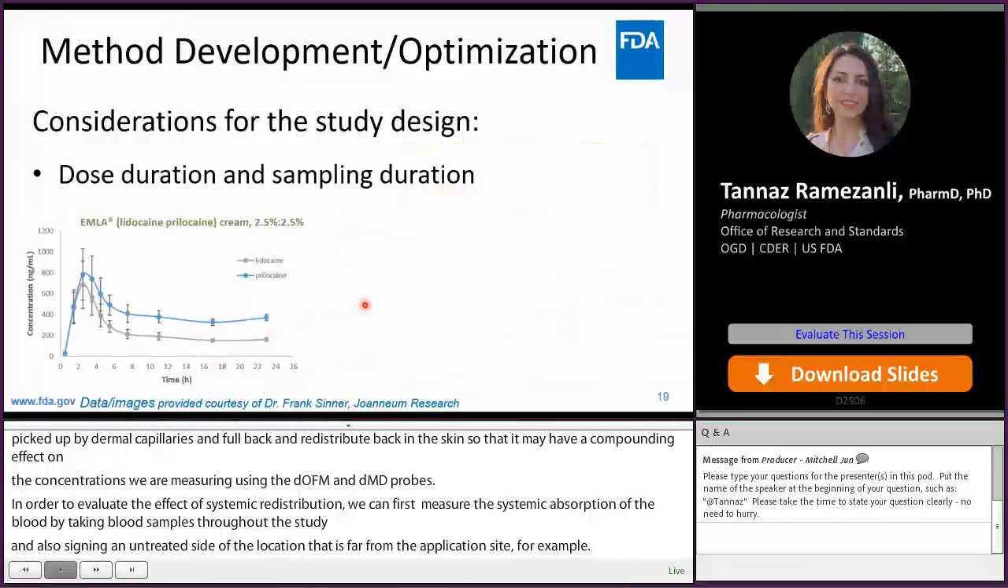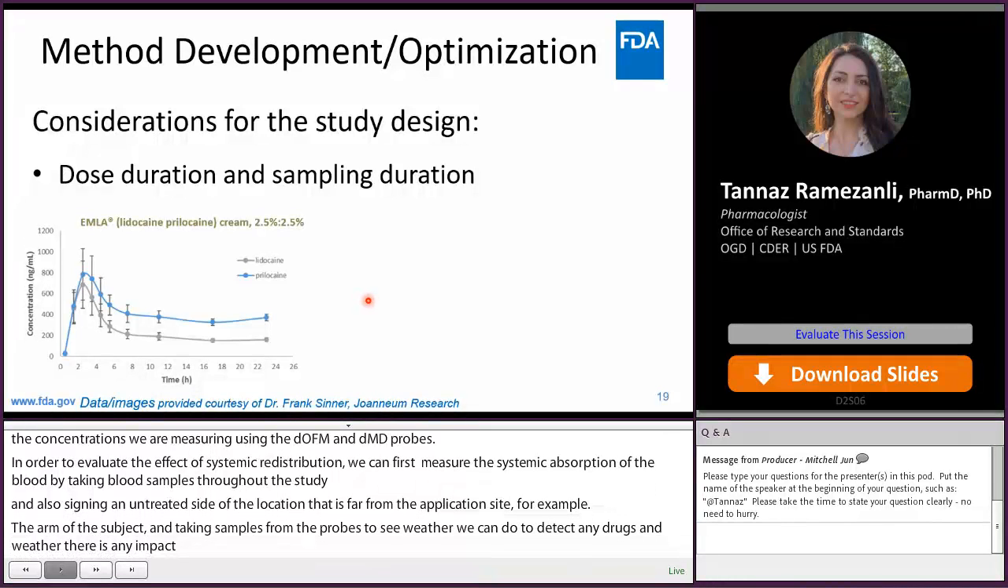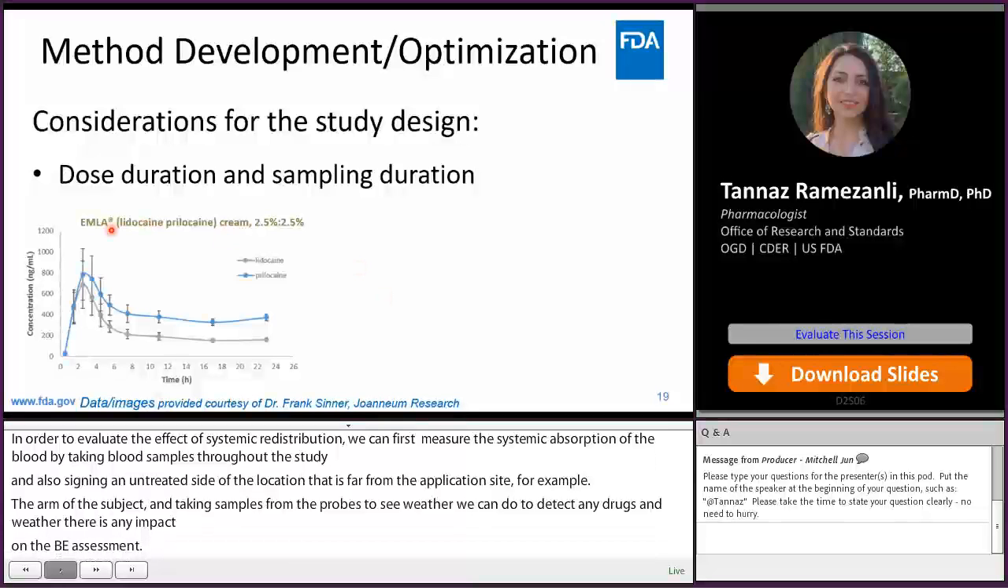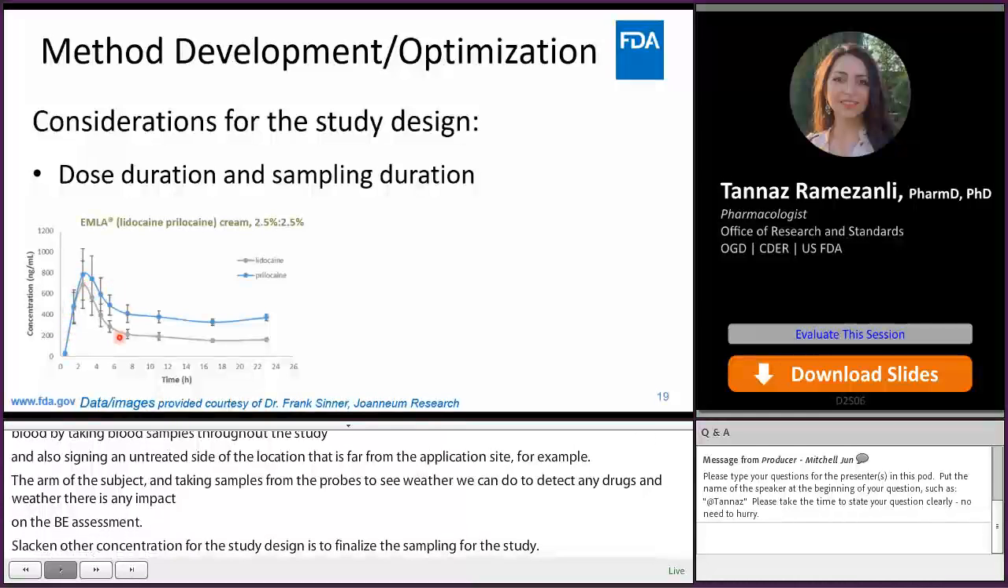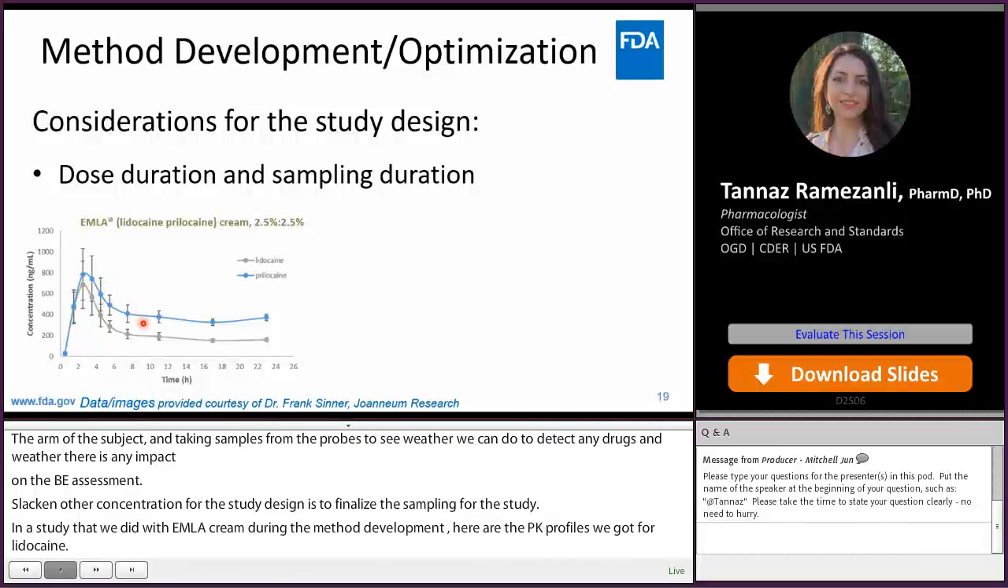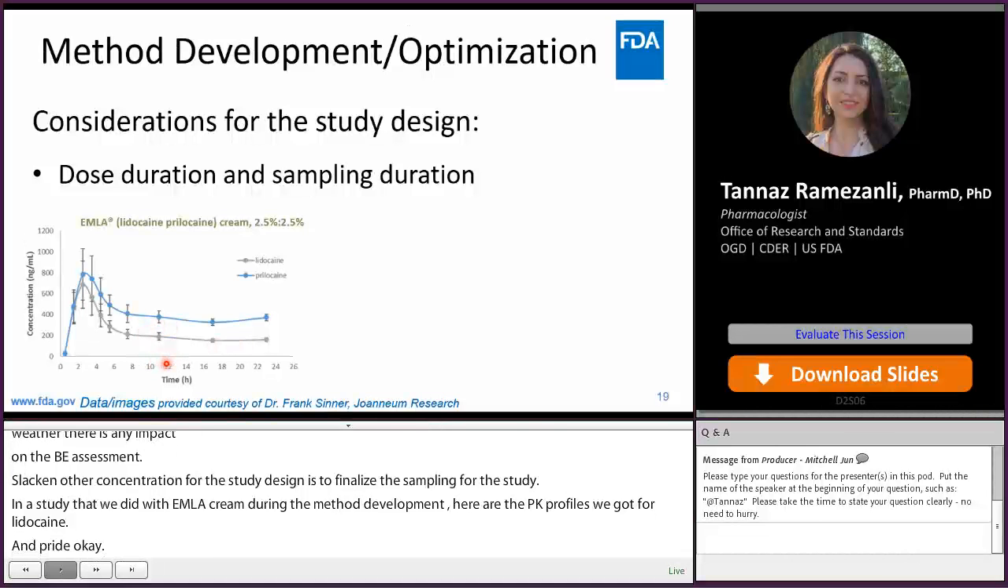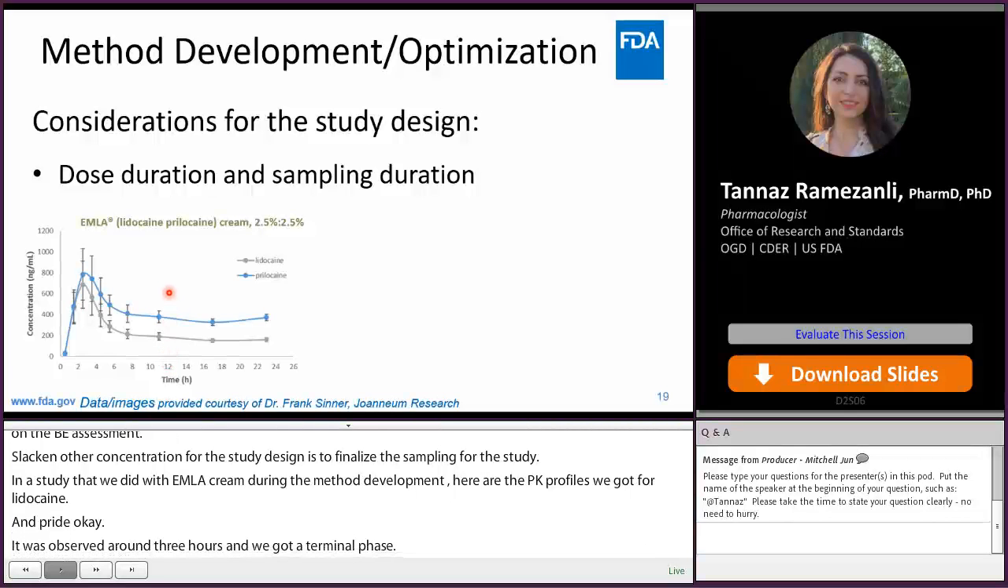Another consideration for the study design is to finalize the dose duration and sampling duration for the pivotal BE study. For example, in a study that we did with EMLA cream during the method development, here are the PK profiles we got for lidocaine and prilocaine. So the Tmax was observed around 3 hours, and we got a terminal phase. So based on these PK profiles, we decided to conduct the pivotal BE study for 12 hours because by 12 hours we could capture most of the PK profile.